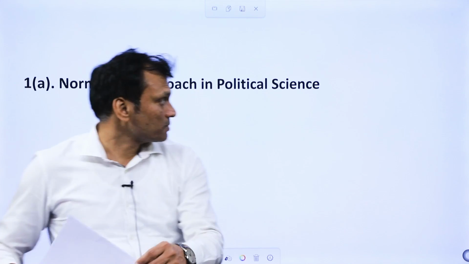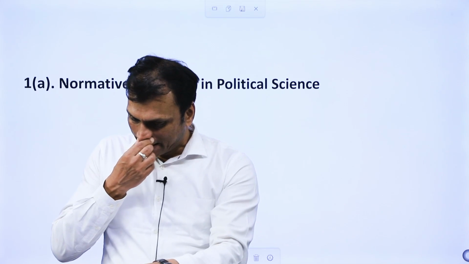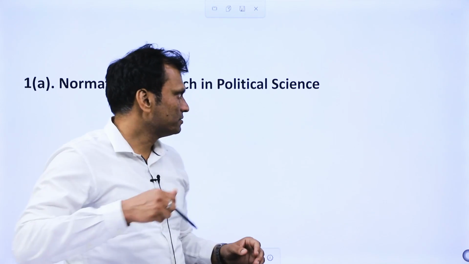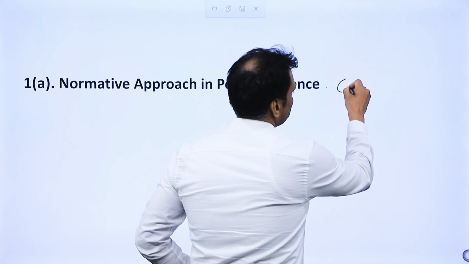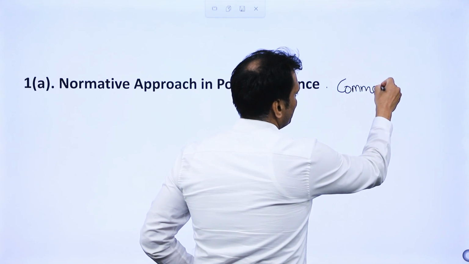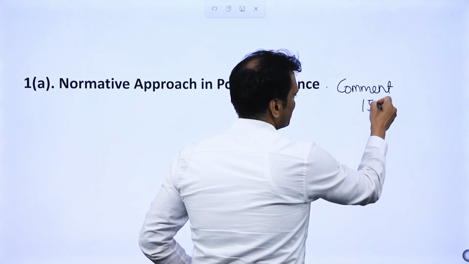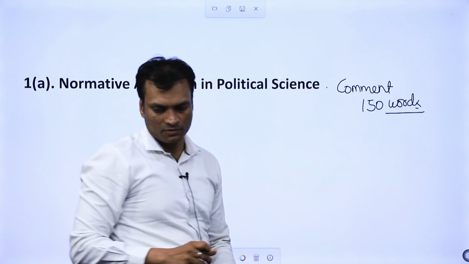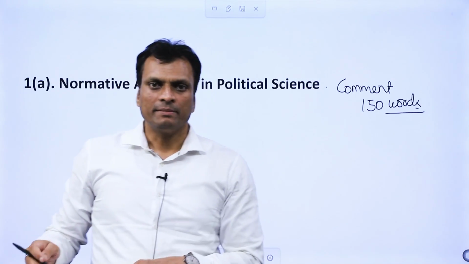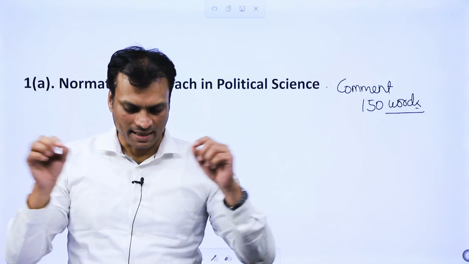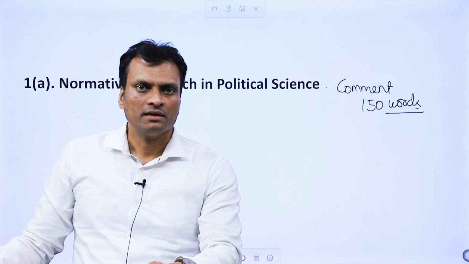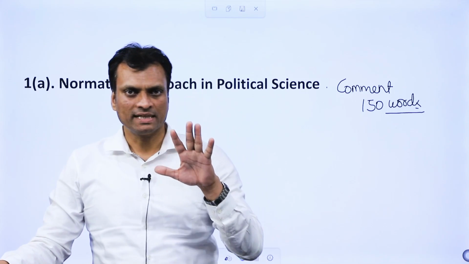So the first question we have in hand, as you can see on the board as well, is normative approach in political science. What we need to do here is comment. And how many words do you need to write? 150 words. Those who have written mains know the importance of the word limit. Comment means what you understand by this line which is given, normative approach in political science. So what you need to write here is 3 things, very clearly.